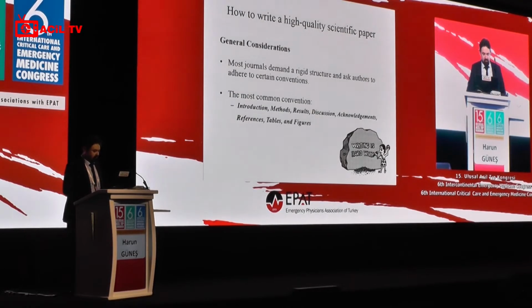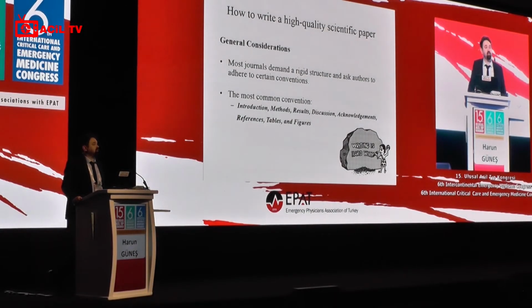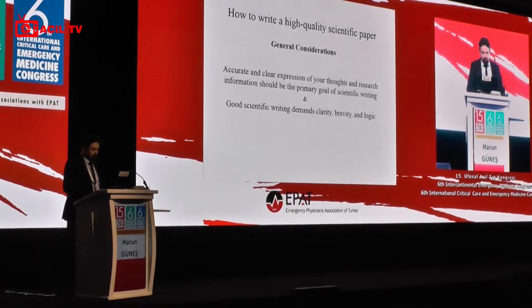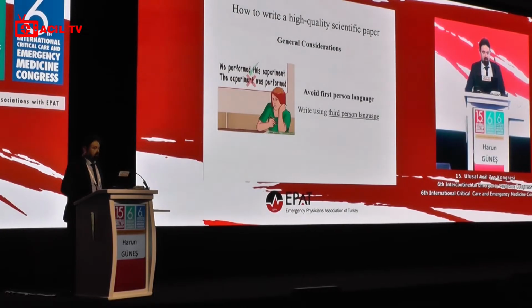These are the key points. Most journals demand a rigid structure and ask authors to adhere to certain conventions, and the most common convention follows the format: introduction, methods, results, discussion, acknowledgements, references, tables, and figures. Accurate and clear expression of your thoughts and research information should be the primary goal of scientific writing, and good scientific writing demands clarity, brevity, and logic. You should write with a measure of formality using scientific language, and also we should avoid first-person language. Instead, we should write with third-person language.